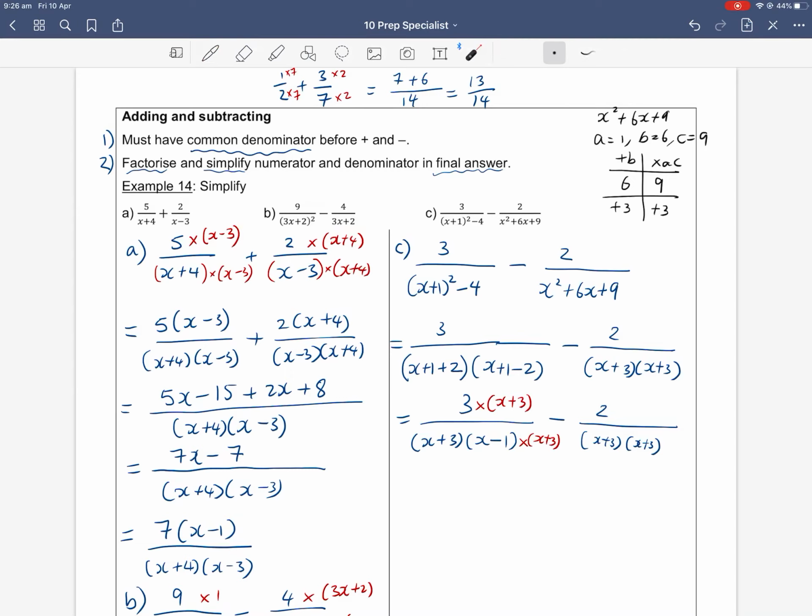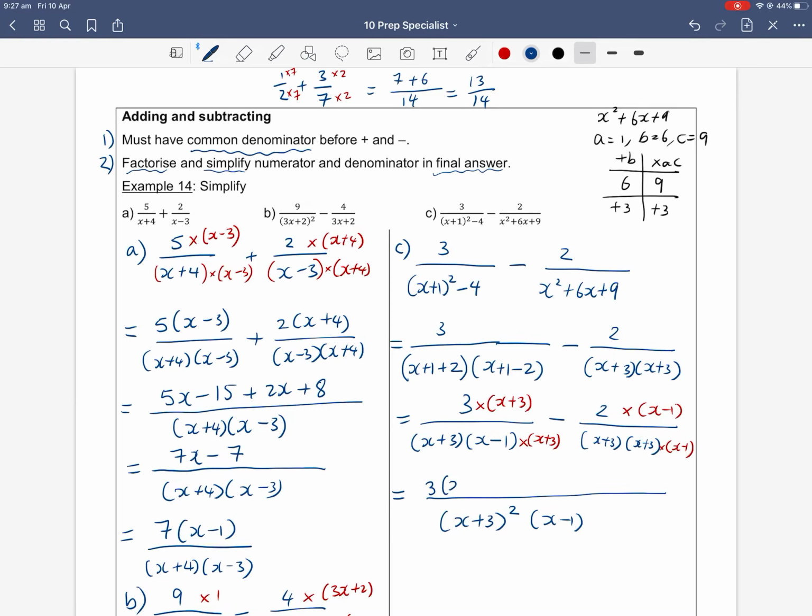Comparing the second fraction denominator with the first one, I've got an x plus 3, they've got an x plus 3. What is it missing? An x minus 1. So I'm going to multiply top and bottom by x minus 1. Don't forget your brackets because it's got 2 or more terms. So let's multiply it out. The common denominator is x plus 3 squared times x minus 1 because we've got 2 lots of x plus 3 and then we're multiplying by x minus 1.